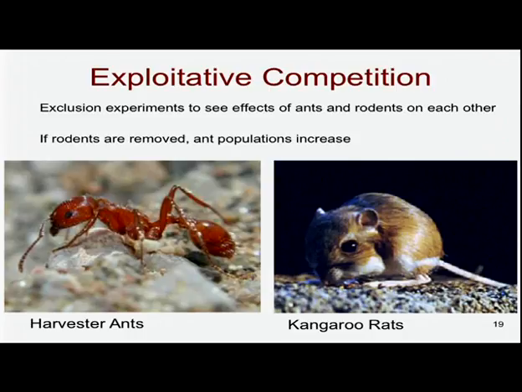This population will decline, or vice versa, right? So a huge increase in the ant population may cause a decrease in the kangaroo rat population. They're in competition for that food source, but not directly. They're not interfering with the other's ability to find it, as far as physically. They're just removing it from the environment at a different time. Okay?